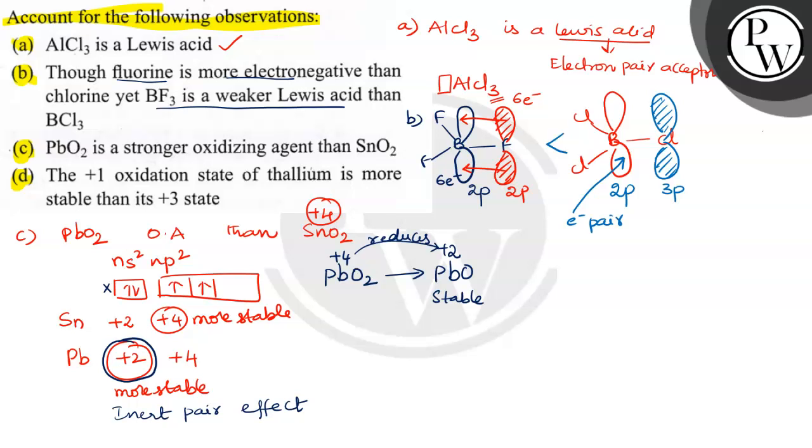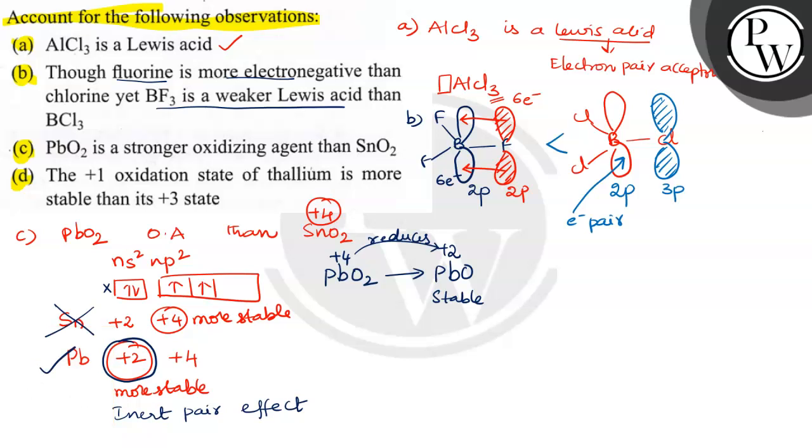The reason is the inert pair effect. That is possible only in the case of PbO2. Inert pair effect is not possible in case of Sn. The inert pair effect is possible only in the case of Pb. Now, this is the statement C. And now statement D, we will see.